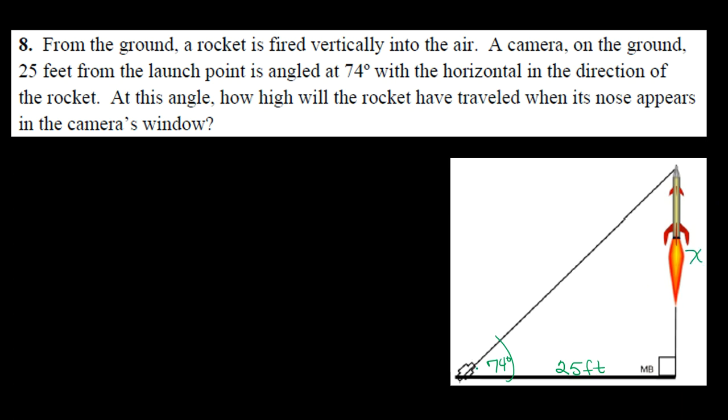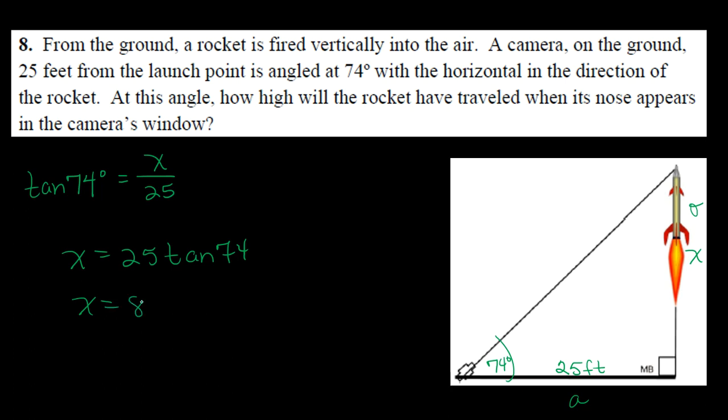So our reference angle is opposite over adjacent again. So that's going to be tangent. So the tangent of 74 degrees is x over 25. We're going to cross multiply. We're going to see that x is isolated. So I'm going to say 25 times the tangent of 74. I get 87, rounding to the 10th, 87.2, and this is feet.